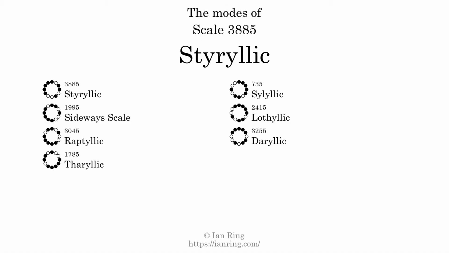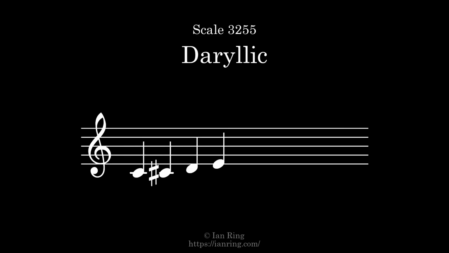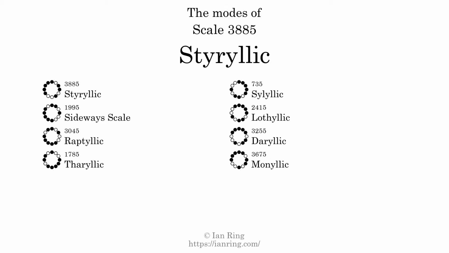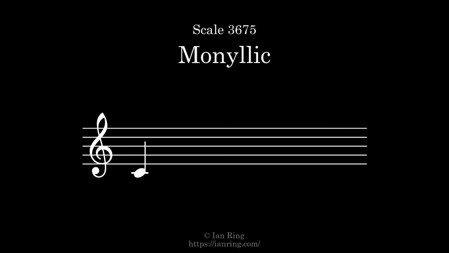The seventh mode is scale 3255, also known as Styryllic. It sounds like this. The eighth and last mode is scale 3675, also known as Manilic. It sounds like this.